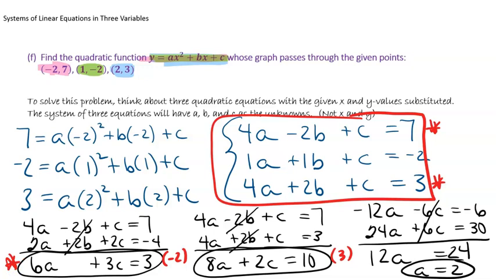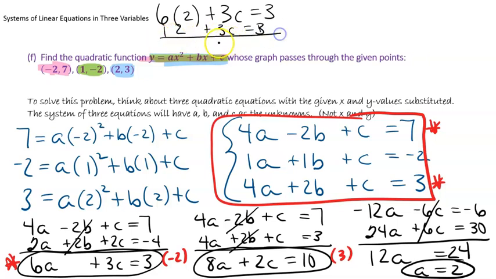Go to the top of the screen here and say 6 times my a, which is 2, plus 3c is equal to 3. So that gives me 12 plus 3c is equal to 3. Divide by 12. No, subtract 12. So 3c is equal to 3 minus 12, we know is negative 9. I divide both sides by 3, and I get c is equal to negative 3. I'm going to circle that so I can find it in a minute.